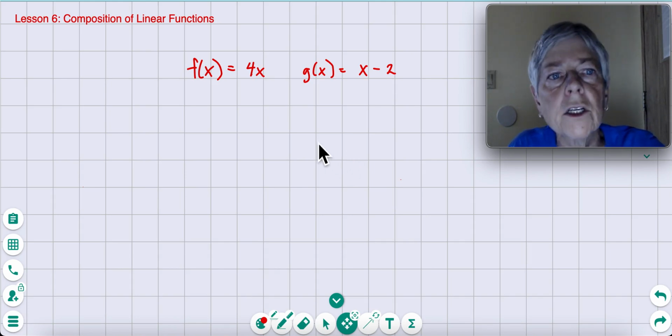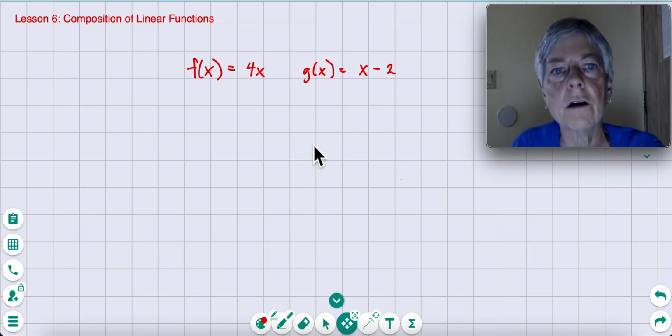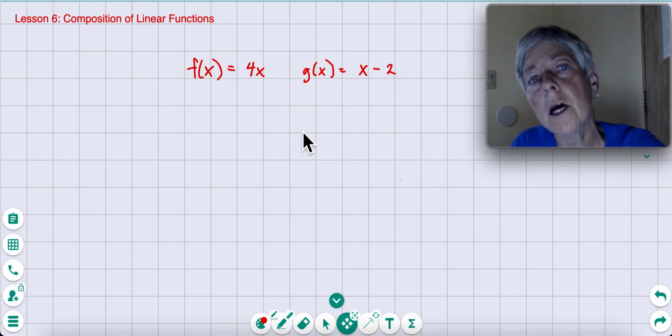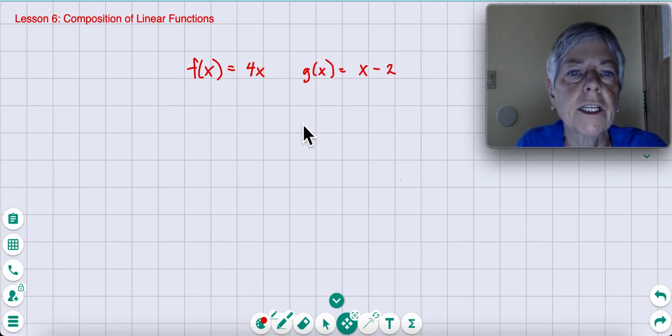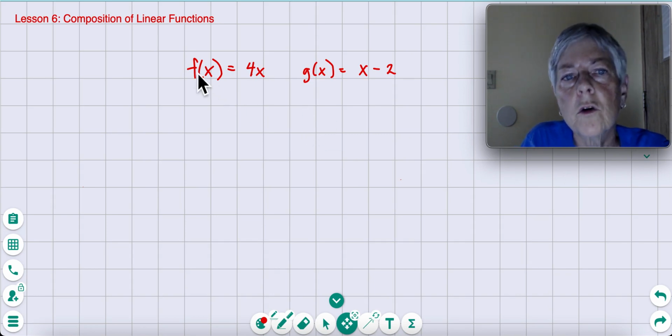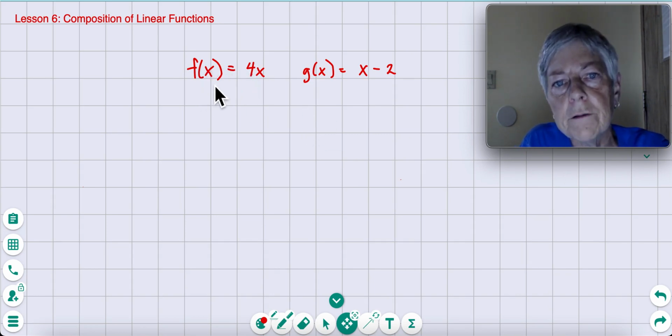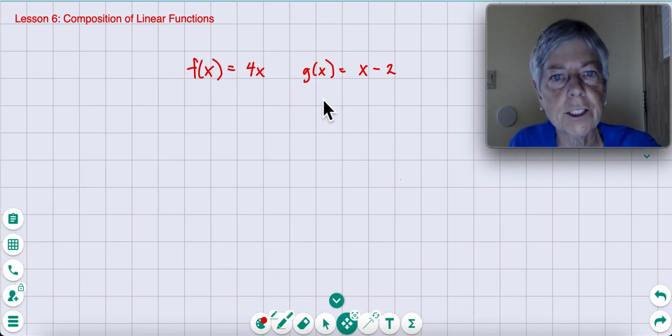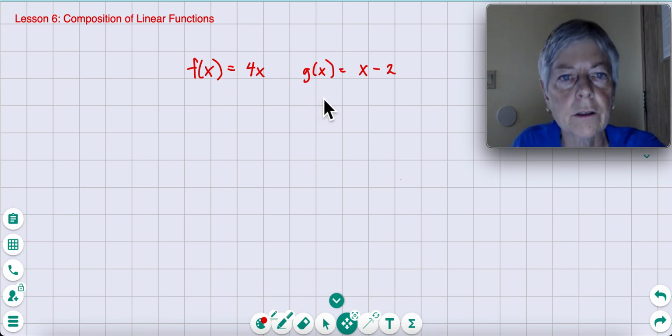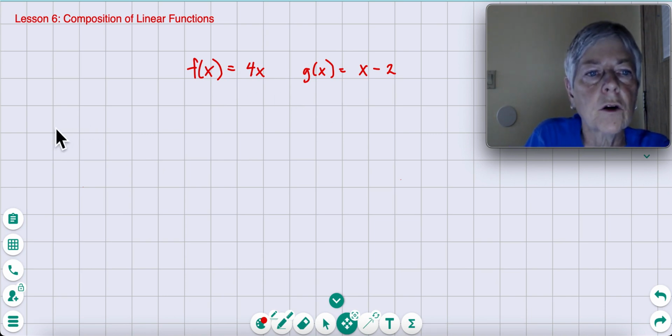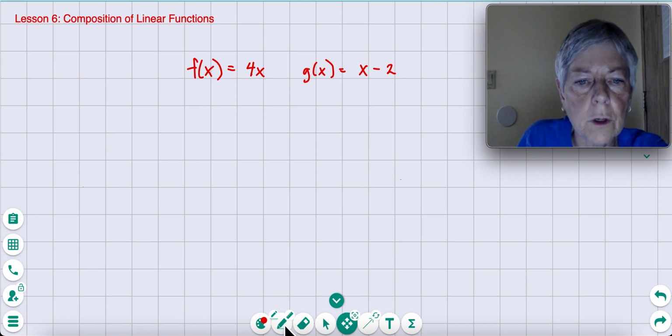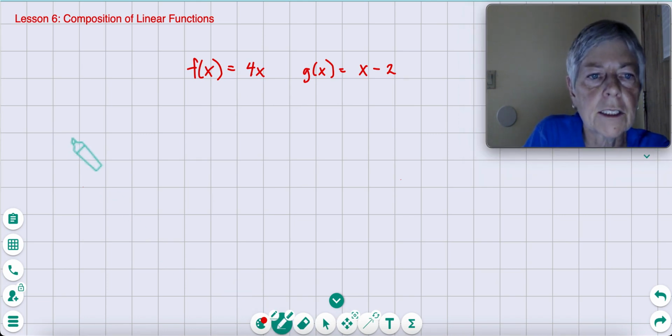Okay, we're going to take a look at Lesson 6, Composition of Linear Functions. This lesson also gets into some nonlinear functions, but we'll do the linear ones first. So they're going to be giving you a couple of things, f of x, g of x. It could be h of x, k of x, doesn't matter, just a name for them. They are going to be asking you for a combination of these things.